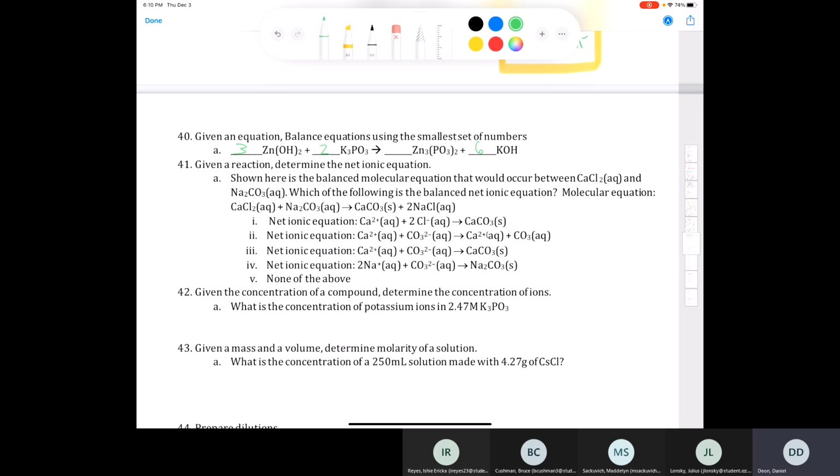So I have 12 oxygens over here. And then on this side, I have 6, so 12 oxygens. Good, it's balanced.